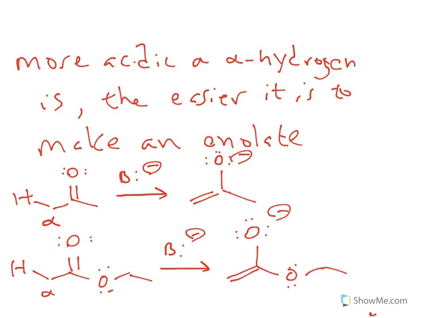It's totally fine. So which one's easier to form? Here, easier to form. Why? Because the ketone alpha hydrogen is more acidic. Thus, it is easier to form its enolate. That's a key point. So when I take two new molecules that you've never seen before, I'm going to ask you which one's easier to form its enolate.